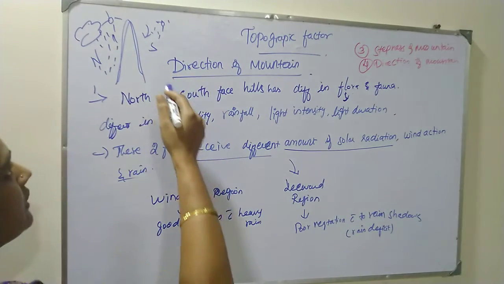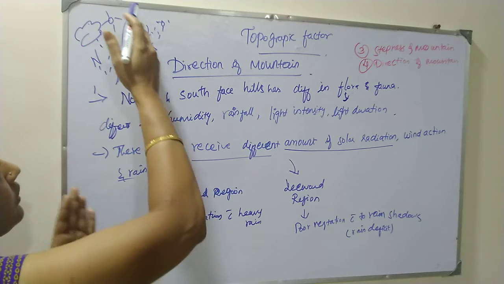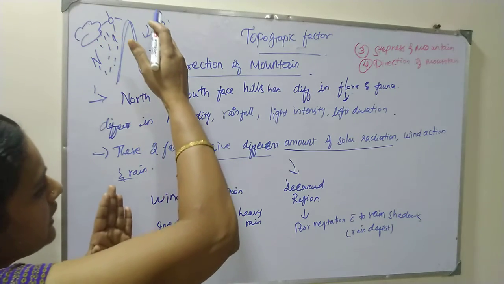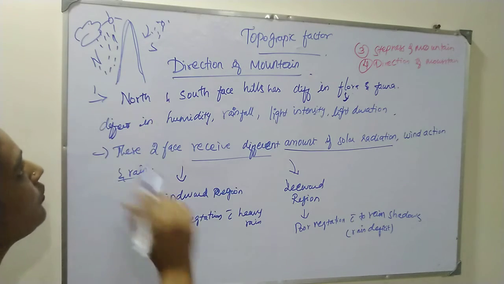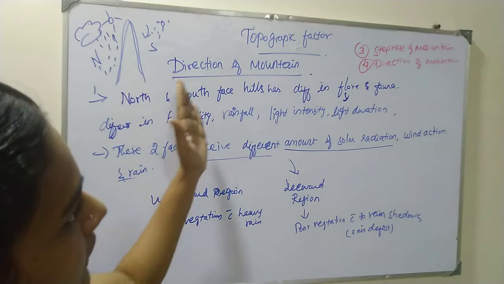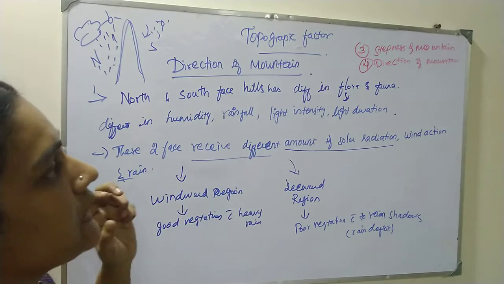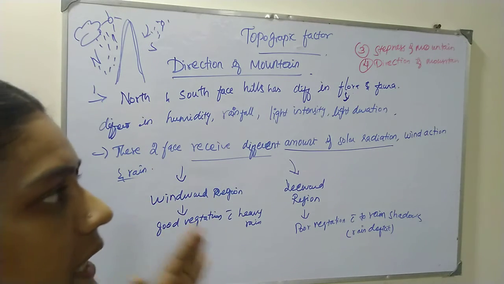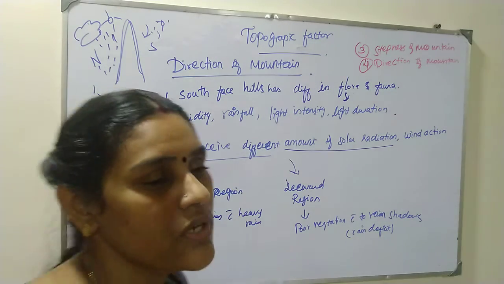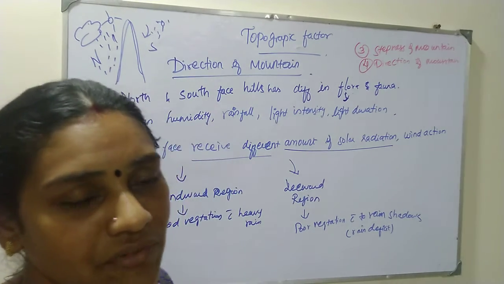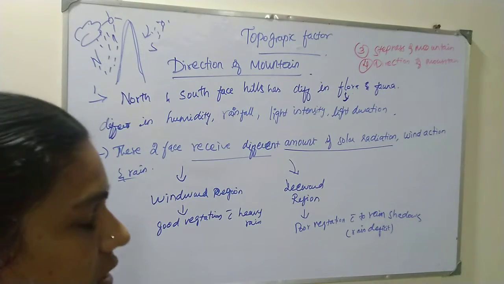rain shadow. Rain is here but not here. So due to the rain shadow, the rain comes down and so there is poor vegetation. So the direction of the mountain makes differences in light intensity, light duration, flora, fauna, rainfall, humidity and amount of solar radiation. Everything differs, and based on that only the vegetation takes place.